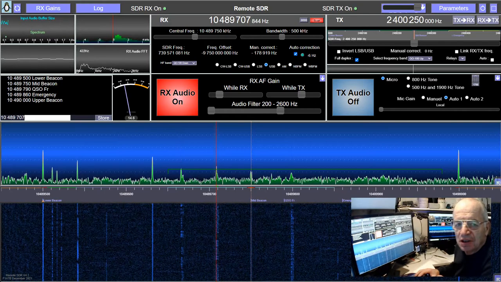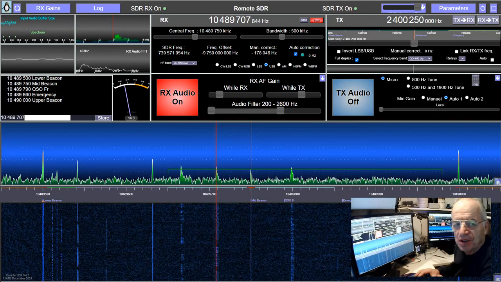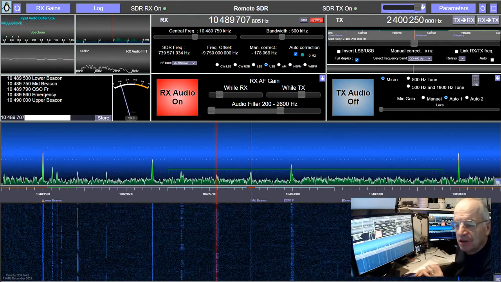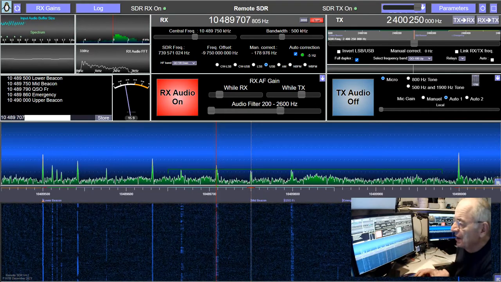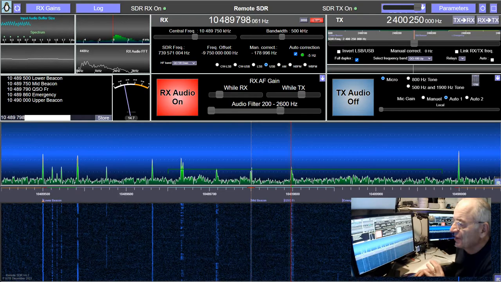I present today remote SDR. SDR for software defined radio. Here we have an example where we have a transmitter and a transceiver connected to the QO100 satellite.